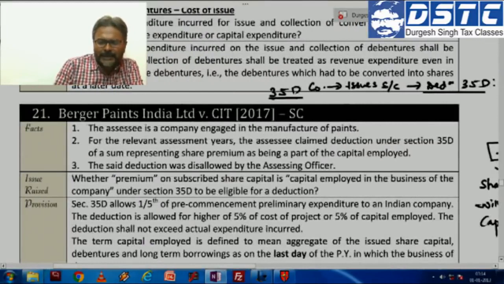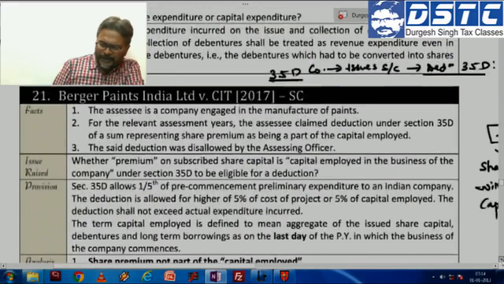The assessee is a company engaged in the manufacture of paints. For the relevant AY, the assessee claimed deduction under section 35D of a sum representing share premium as being a part of the capital employed. The said deduction was disallowed by the AO. Whether premium on subscribed share capital is capital employed in the business of the company under section 35D to be eligible for a deduction.